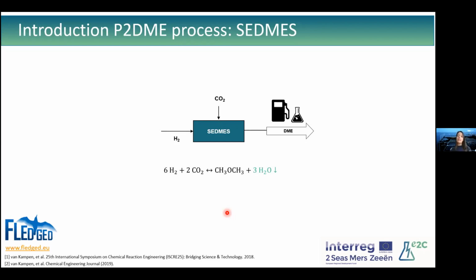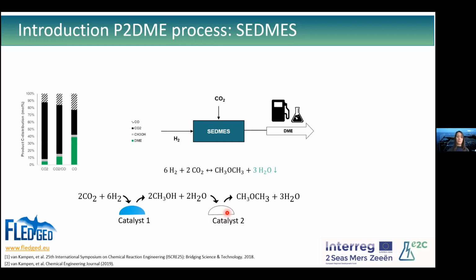So conventionally, DME is made in two steps. The first step is the methanol production. And then in the second step, the methanol is dehydrated to form dimethyl ether. Both of these reactions are limited thermodynamically, which means that you can only produce a limited amount of DME in your reaction, especially if you use CO2, as you can see here.